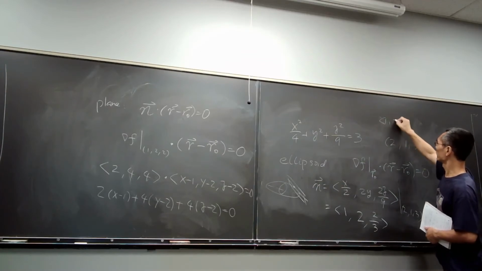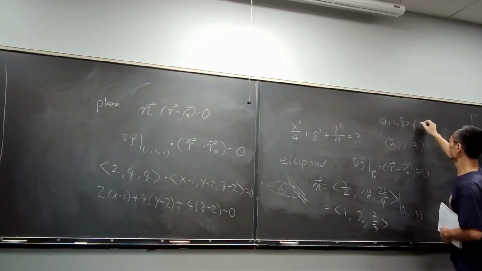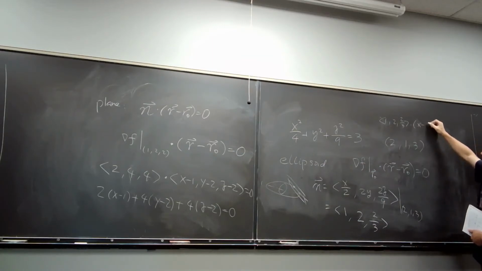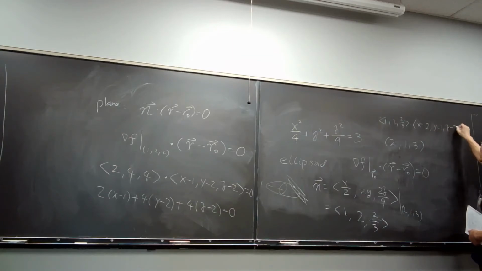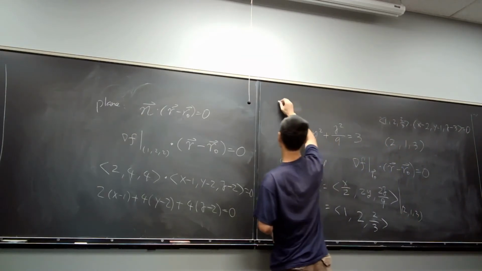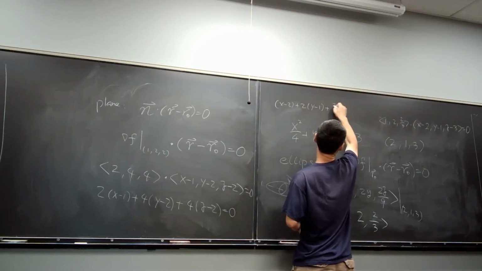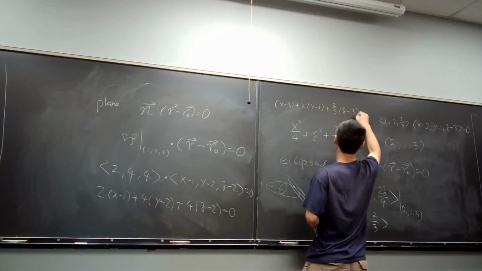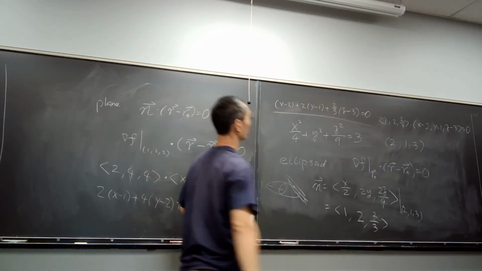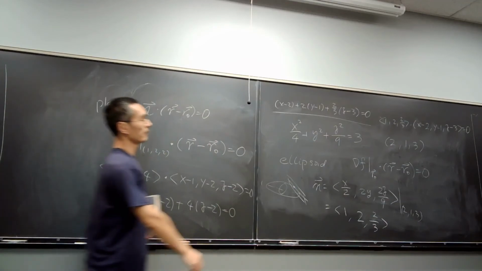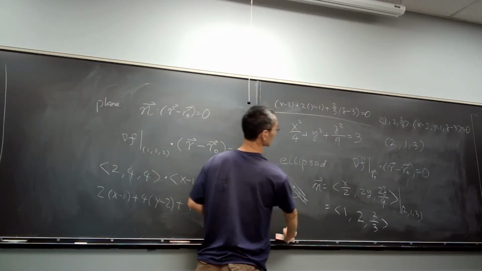Ready? (1, 2, 2/3) dot (x minus what? x minus 2, yes, y minus 1 and z minus 3). Okay? So that's your equation. Well, if you want, you can expand it: (x minus 2) plus 2(y minus 1) plus 2/3(z minus 3) equals 0. Right, that's the equation for the plane.